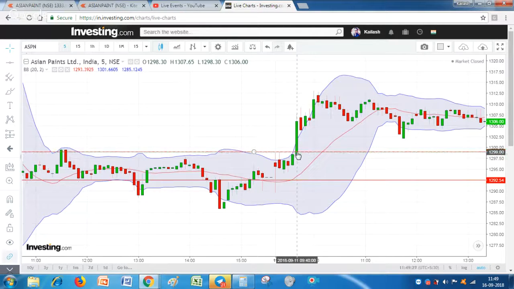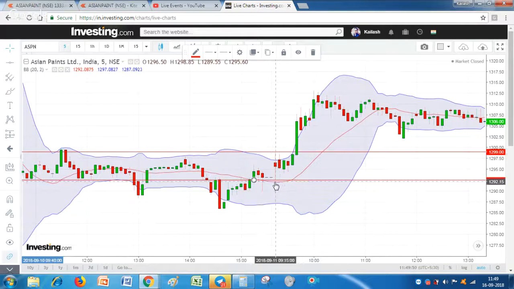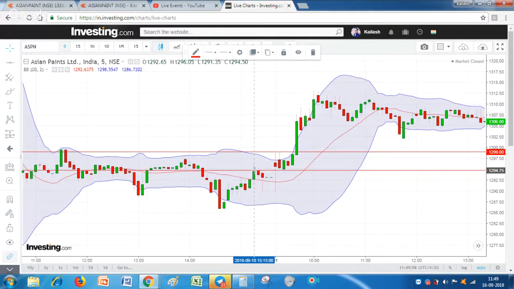So look at this level, friend. This level is actually 1299, approximately 1300. So we should take a buy entry in this stock at about 1300. In this case, we can keep the stop loss at this range low somewhere. If it is close to the median line, we should keep the stop loss below the median line, or as per the situation I can see here. So friends, we have to see these situations.